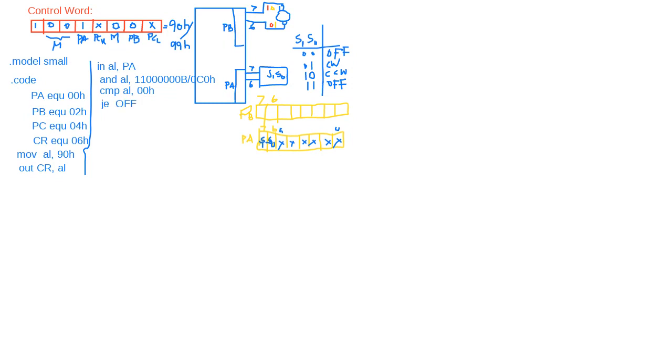If it is not, then compare AL comma. Now if S1 is 0 and S0 is 1, and the others are 0, it becomes 40H. So compare AL comma 40H.